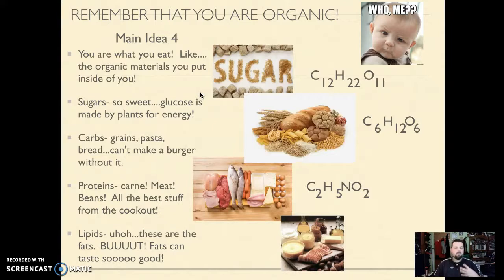Everything that you eat is almost pretty much organic, unless you're eating something crazy like metal, okay? Which I hope you're not, all right? Because that's just weird. But you are what you eat. So the organic things that you put inside you come out into organic forms with carbon. Sugars, which you love, they're made by plants. Plants have carbon. Glucose is sugar. That's organic. If you love carbs like pasta, go to eat the Olive Garden, grains, pasta, bread. You can't have a burger if you don't have bread. Carbs come from grains, which are plants. They make energy of glucose.